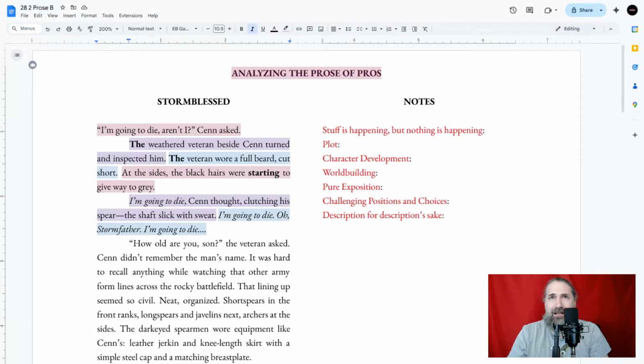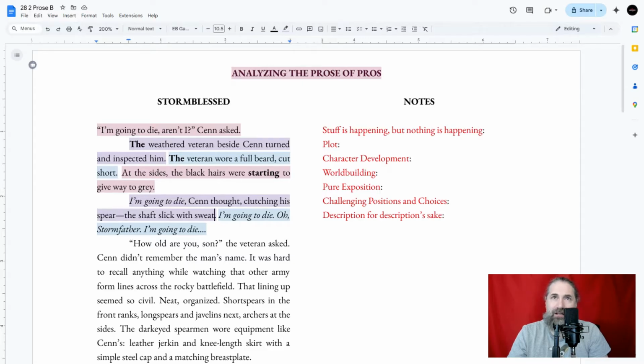And then we're back to his main concern. I'm going to die, but he keeps it to himself, Sen thought. That's a choice, by the way. He's keeping his thoughts to himself. He's not showing that he's sporadic or crazy right now. Right? I'm going to die, Sen thought, clutching his spear, the shaft slick with sweat.